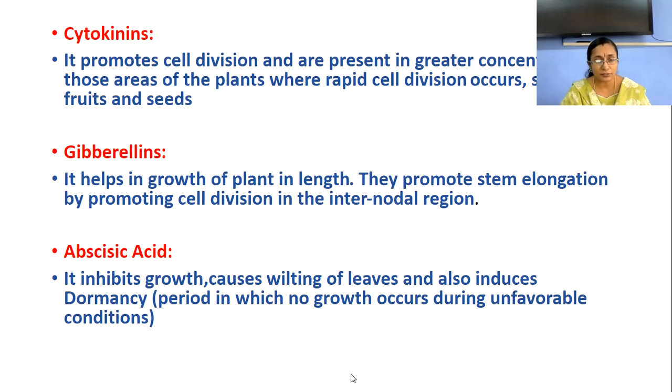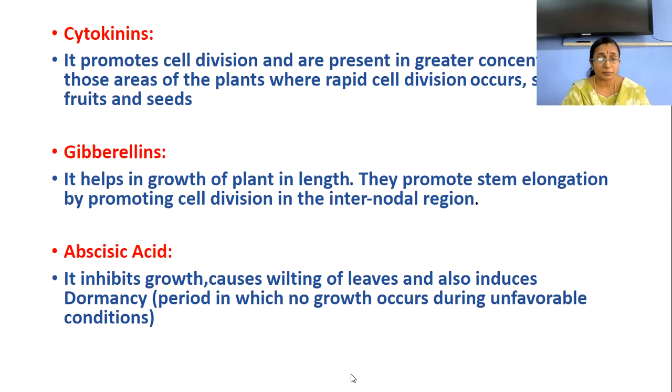Then wilting of leaves and all. Generally, you see that when the leaves have completed their lifespan and are removed from the plant, new leaves can develop. So that's why it causes wilting and falling away of leaves also. Okay, dormancy also is induced to tide over unfavorable conditions.